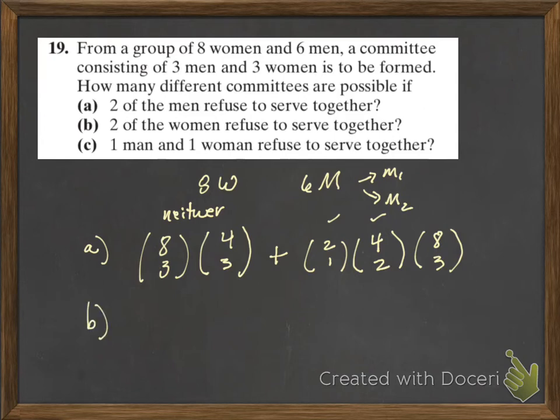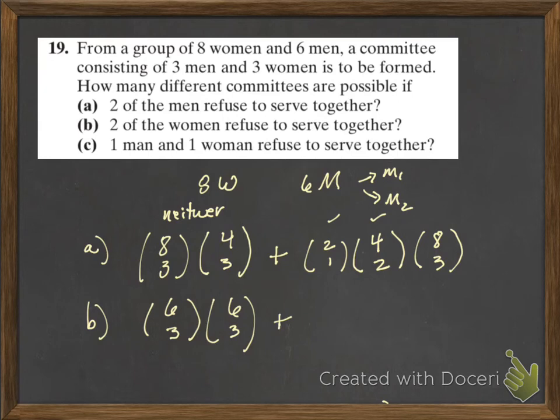All right, let's look at B. 2 of the women refuse to serve together. Well, this is really the same problem as A, so let's see. I think you should hit pause, make sure you do it, and then come back and look and see if we do it the same. So now let's look at neither of them serve, which means of the 6 that aren't W1 and W2, choose 3. And then of the, how many men we have? 6 men, choose 3. That's if neither of them serve.